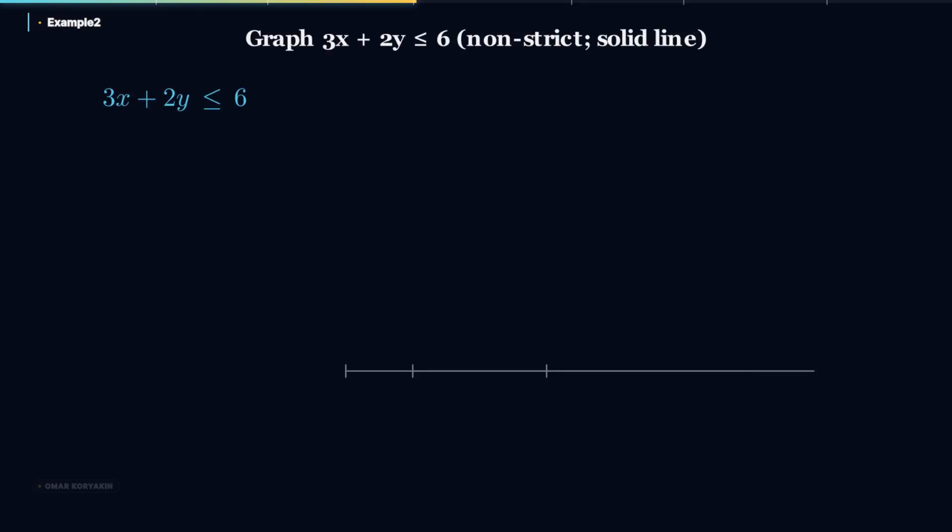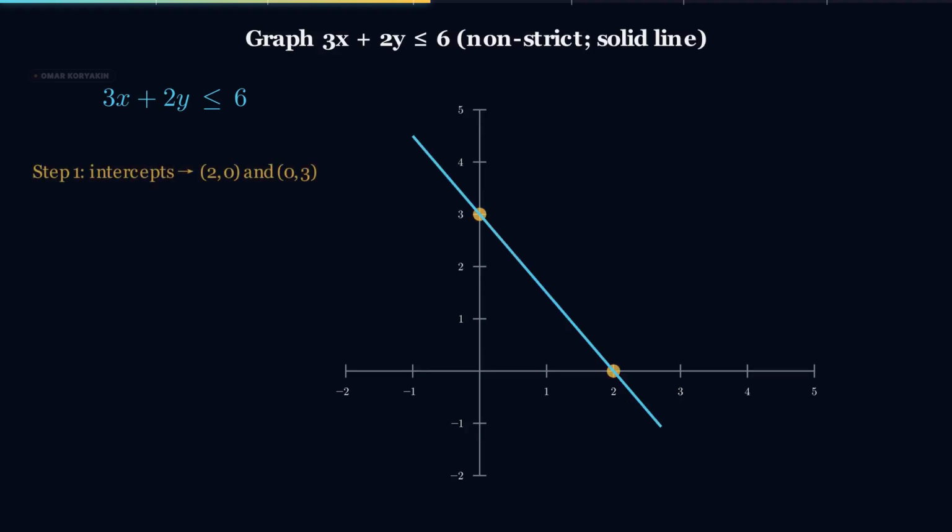Here is the second worked example. Graph the inequality 3x plus 2y less than or equal to 6. The boundary line is 3x plus 2y equals 6. The inequality is non-strict, so the line is solid, and the test point method will pick the correct half plane. Draw the boundary line 3x plus 2y equals 6 in standard form. Use the intercept method from lesson 6.